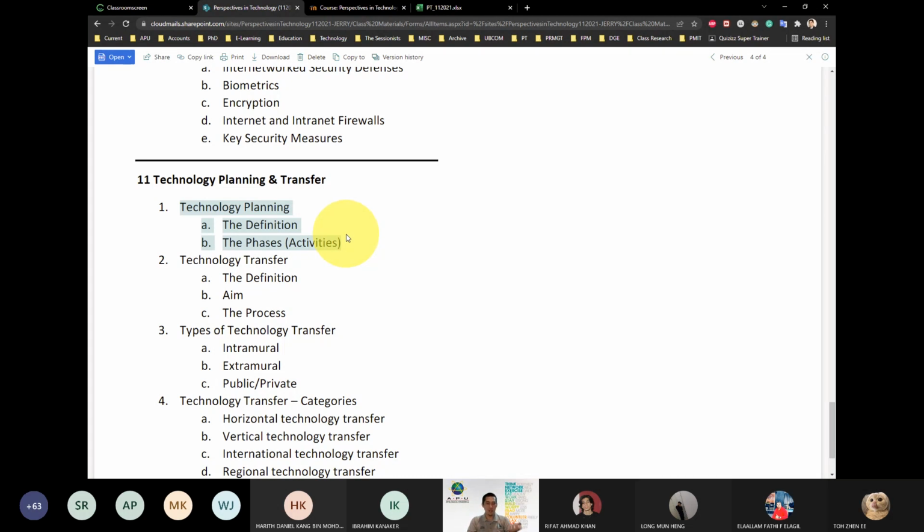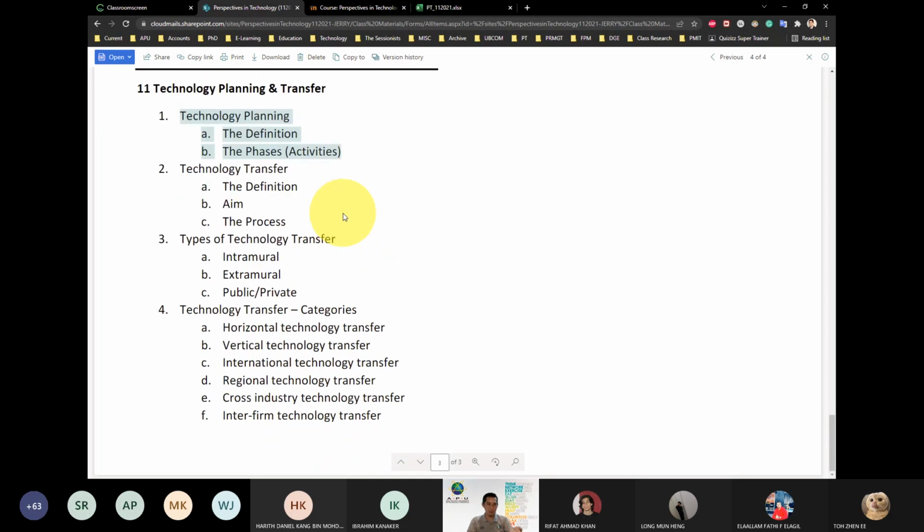The other one that's a bit more elaborated that we covered is the technology transfer. What is the definition, the aim, and of course the process that is involved as well? The different types of technology transfer, there were 3 different types that we covered at first. Intramural, extramural. So these are always either from outside the organization or within the organization.